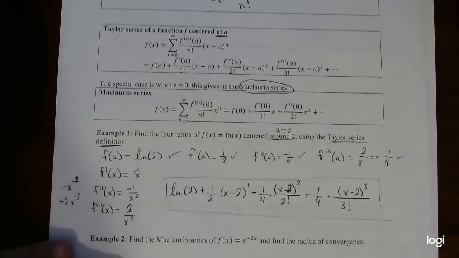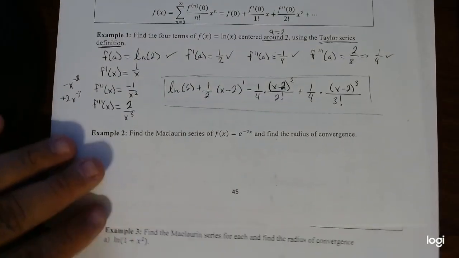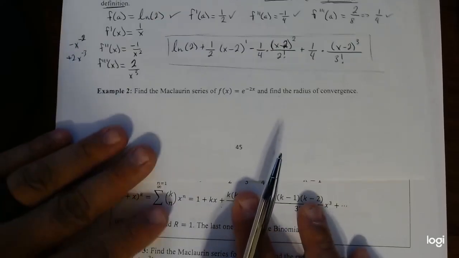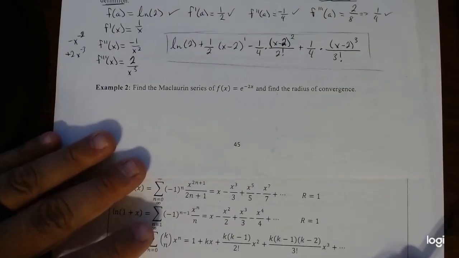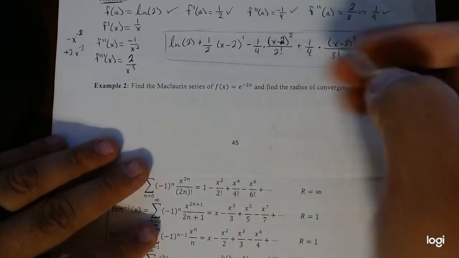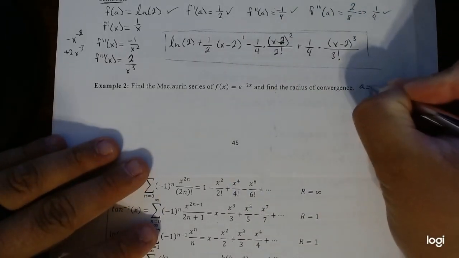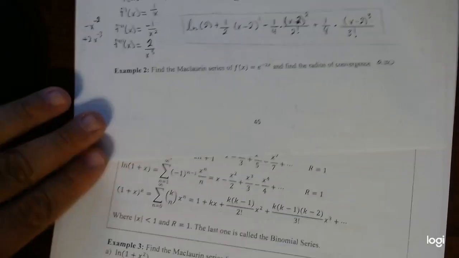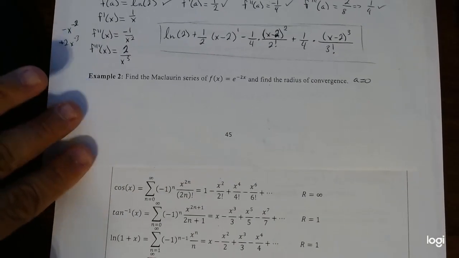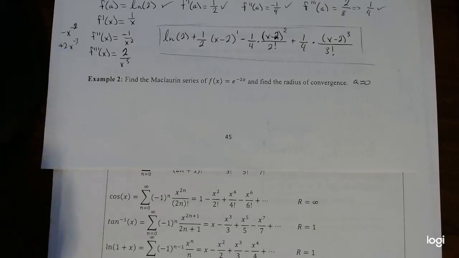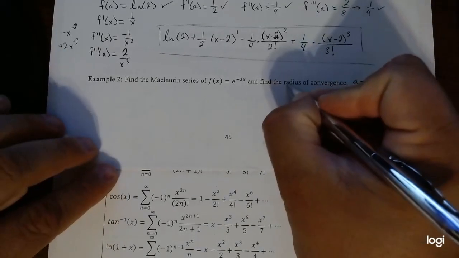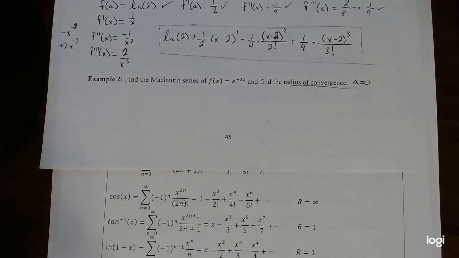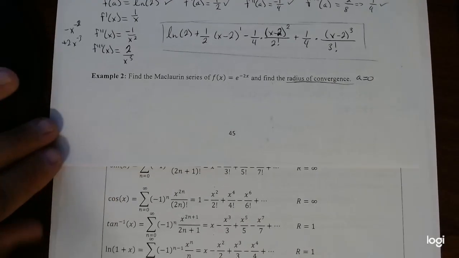Now, let's make this a little easier and do example 2, but now we want the Maclaurin series. Notice when it comes to the Maclaurin series, they will never tell you the center because a is automatically equal to 0. Number 2 says, find the Maclaurin series for the function e to the negative 2x, and also find its radius of convergence. Well, first, let's find the Maclaurin series.